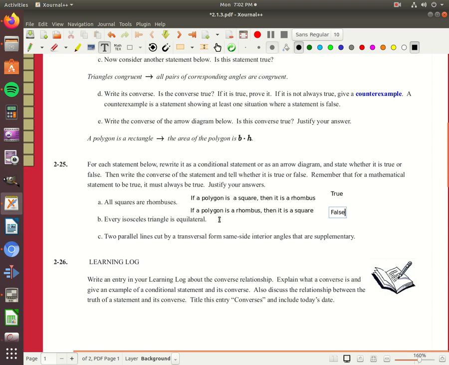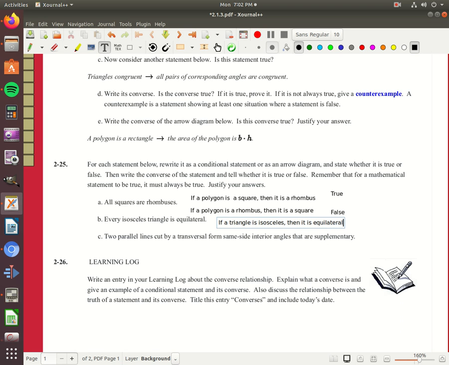All right, next one. I'm kind of running out of room here. So every isosceles triangle is equilateral. So if a triangle is isosceles, then it is equilateral. God, I hate this one. So in my mind, isosceles means that only two sides are the same. I think some people argue that isosceles means that three sides could be the same. But the bottom line is, if a triangle is isosceles and two sides are the same, then it's equilateral. I'll say that that's false.